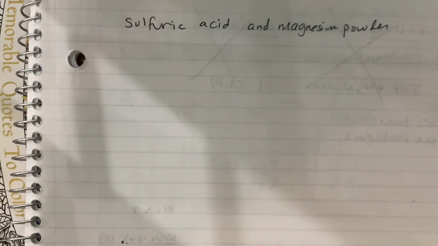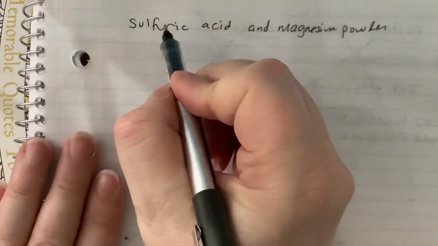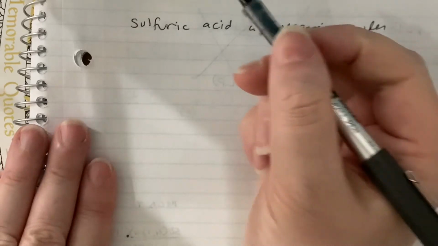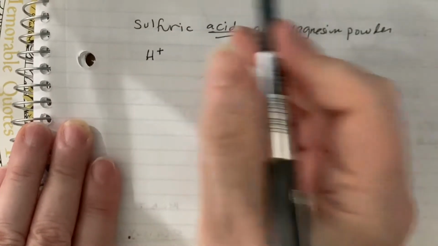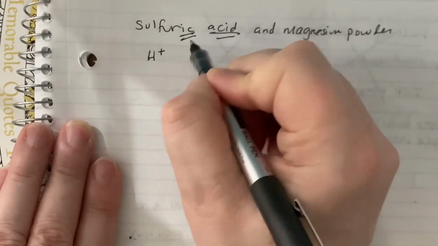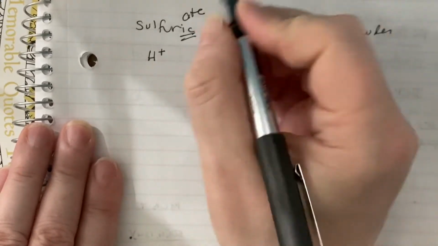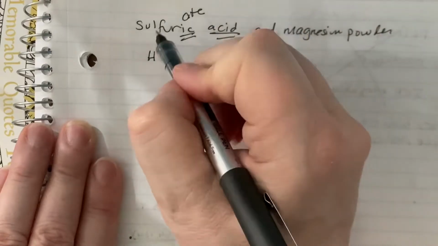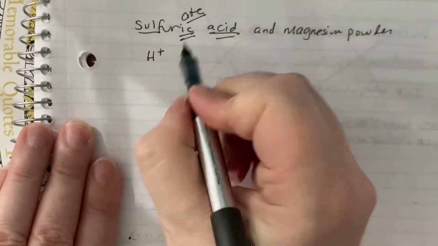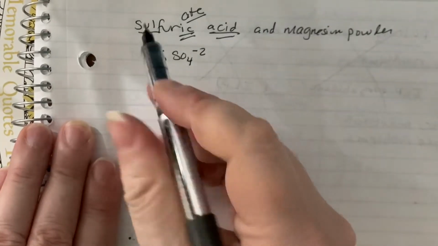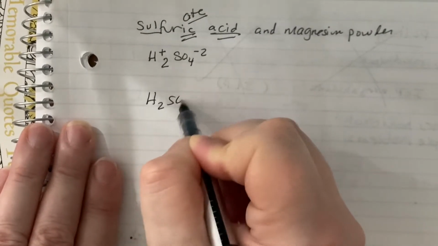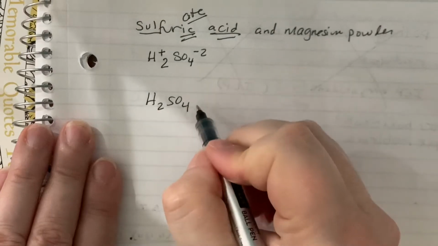Here we have: find the balanced chemical reaction when we mix sulfuric acid and magnesium powder. So start with the left, we have sulfuric acid. It's an acid, so we know hydrogen is my cation. And sulfuric, ic, means ate. So I have to look on my poly sheet and find sulfate, which is SO4 minus 2. Then I crisscross. So H2SO4 is my chemical formula.